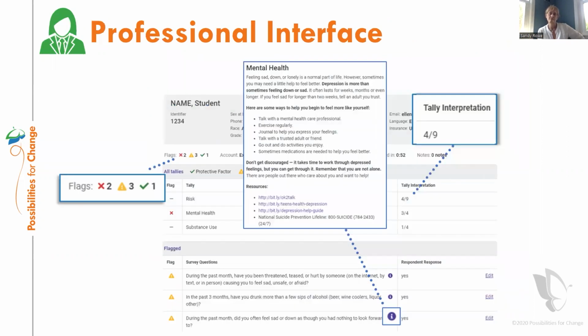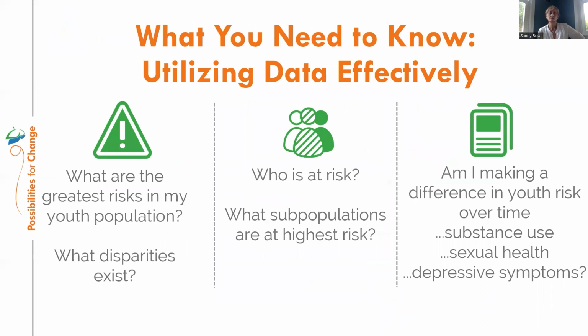Then you can see here what that summary looks like for you as a professional. If you're going to look at those completed surveys by student, you'll see tallies of risk. You'll see the questions that were identified as a risk populate underneath the tallies, and then you can click the information button to see that brief intervention or those health messages that that student saw as a jumping off point for your conversations. And then we have a full analytics suite.